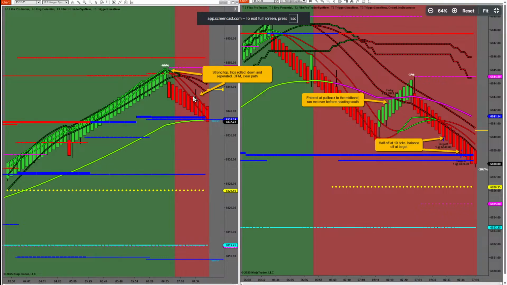Pete, separation, smalls below large, space between. Oh my gosh, what a beautiful momentum look. Does everybody understand the momentum look?